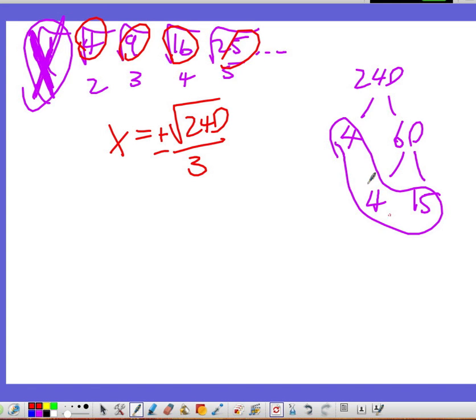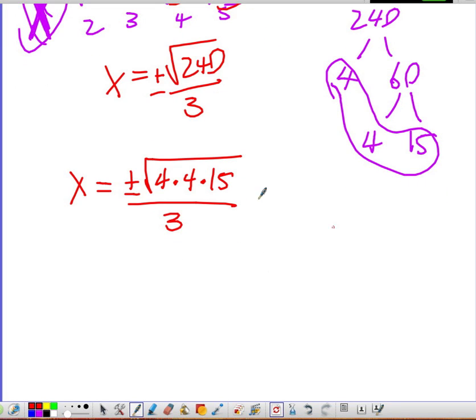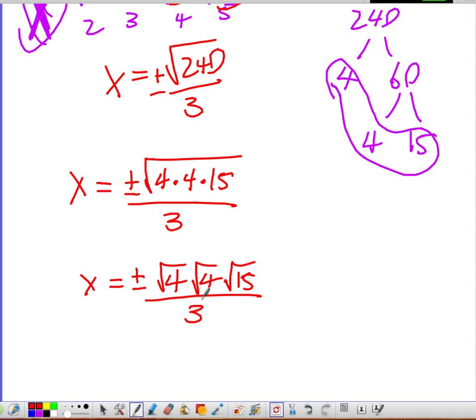And here I have two perfect squares, and so the way I want to write my answer is plus or minus, 240 is now basically 4 times 4 times 15, divided by 3. And notice, how many factors do we have here? We have 3 different factors, so that means each factor gets its own square root. So we basically have the square root of 4 times the square root of 4 times the square root of 15, all divided by 3.